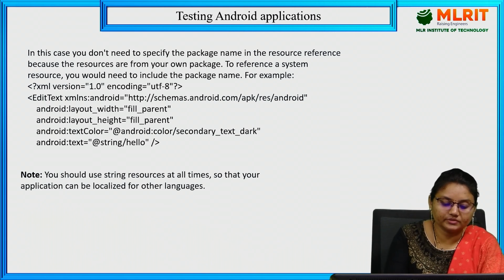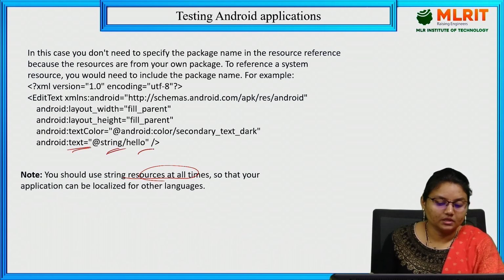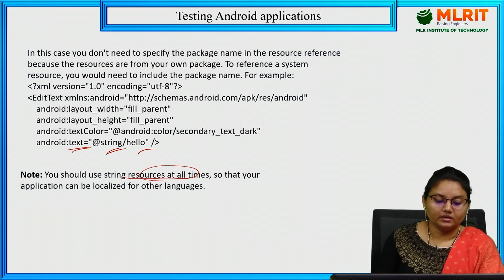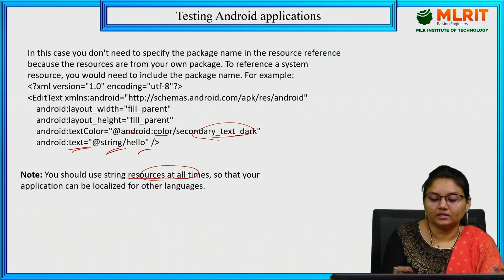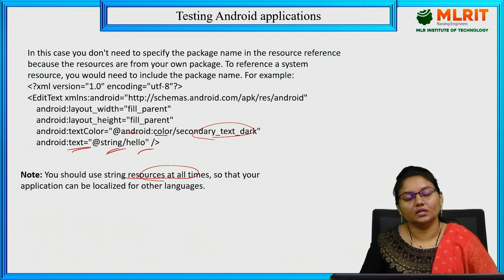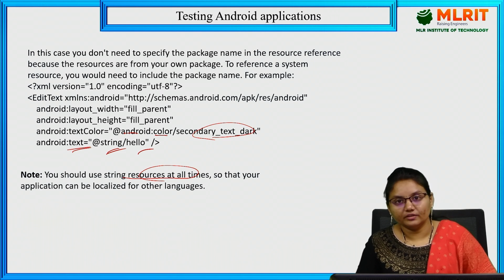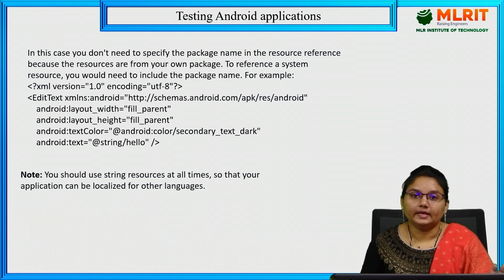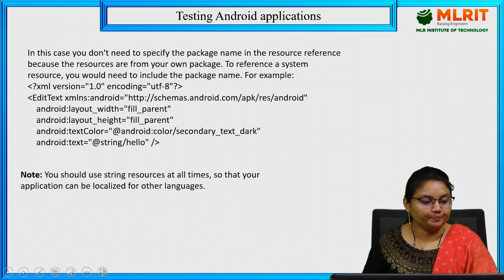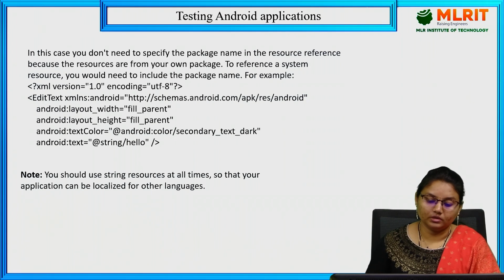We should use the string resources at all times so that your application can be localized to other languages. So the string we are using here will be displayed, and the text color is being defined here, android:color. So secondary text dark is a default color that is defined by Android Studio, not defined by the user. So by default you can take that and access that. Okay. So how the resources folder can be used is using the anatomy.